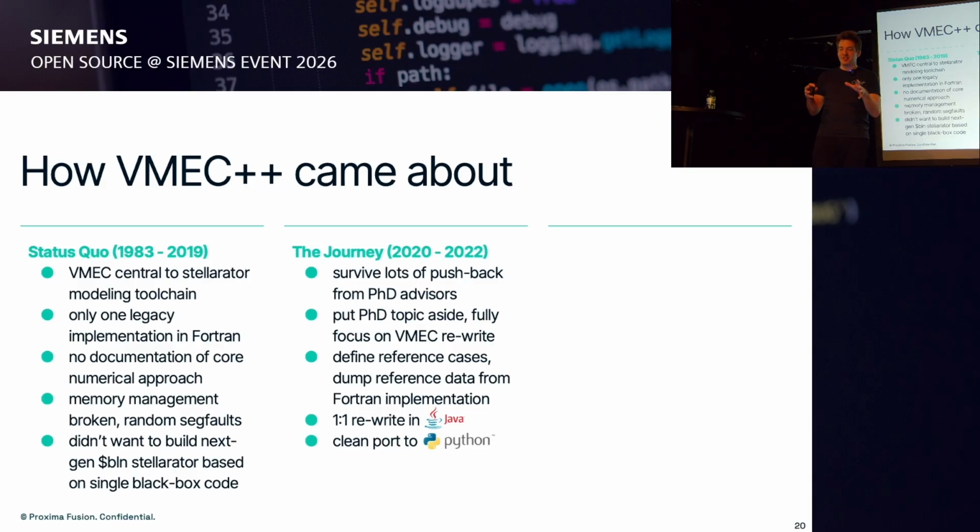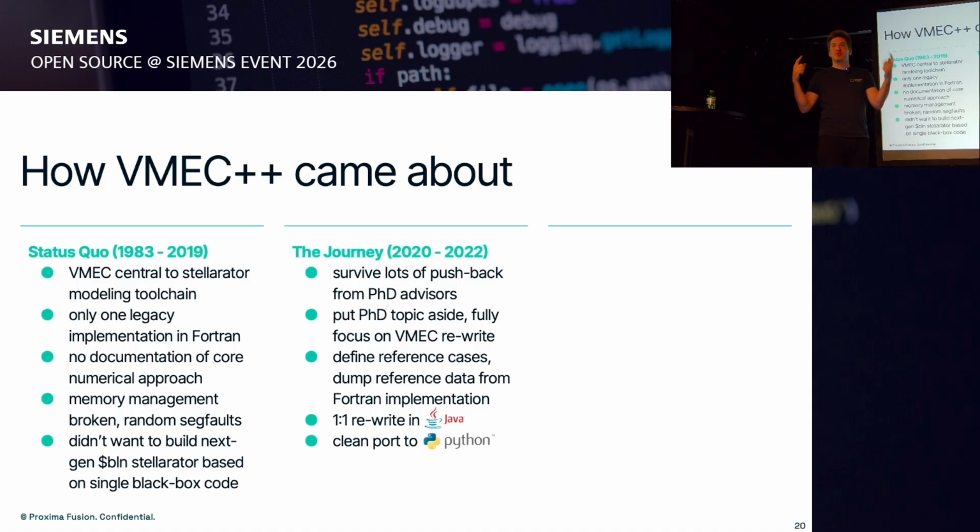So I put the PhD topic aside and fully focused on this rewrite of VMEC. I defined a couple of reference cases and dumped reference data from the Fortran implementation. If people are interested in the details, I have a couple of backup slides, or I can show you on the laptop how this worked. And then I used that for a one-to-one, literally line-by-line, by hand, again, pre-AI times, copying of what was done in the Fortran implementation into Java with the Eclipse IDE, because I liked it, and this was where I was at home. Questionable life choices, but here we go.